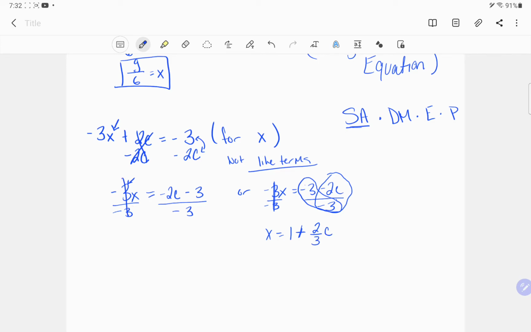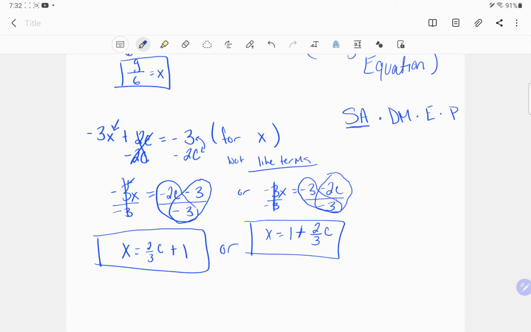Same idea over here. Those go away. X is equal to. Can't do anything with that. So it's just 2 over 3 c. Negative 3 divided by negative 3 is positive 3. That's a lie. Positive 1. Okay, so either of these would be correct. I don't care which one you would go with.